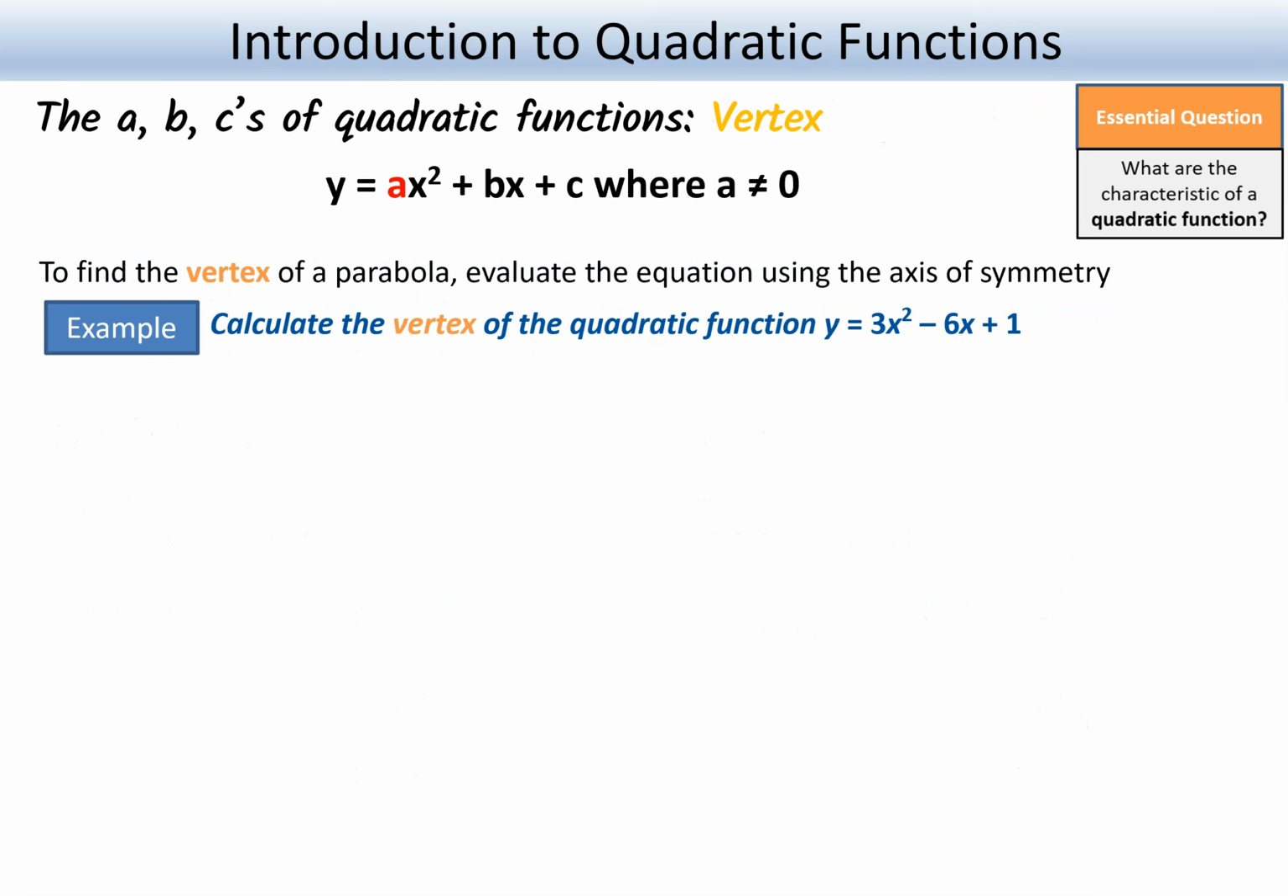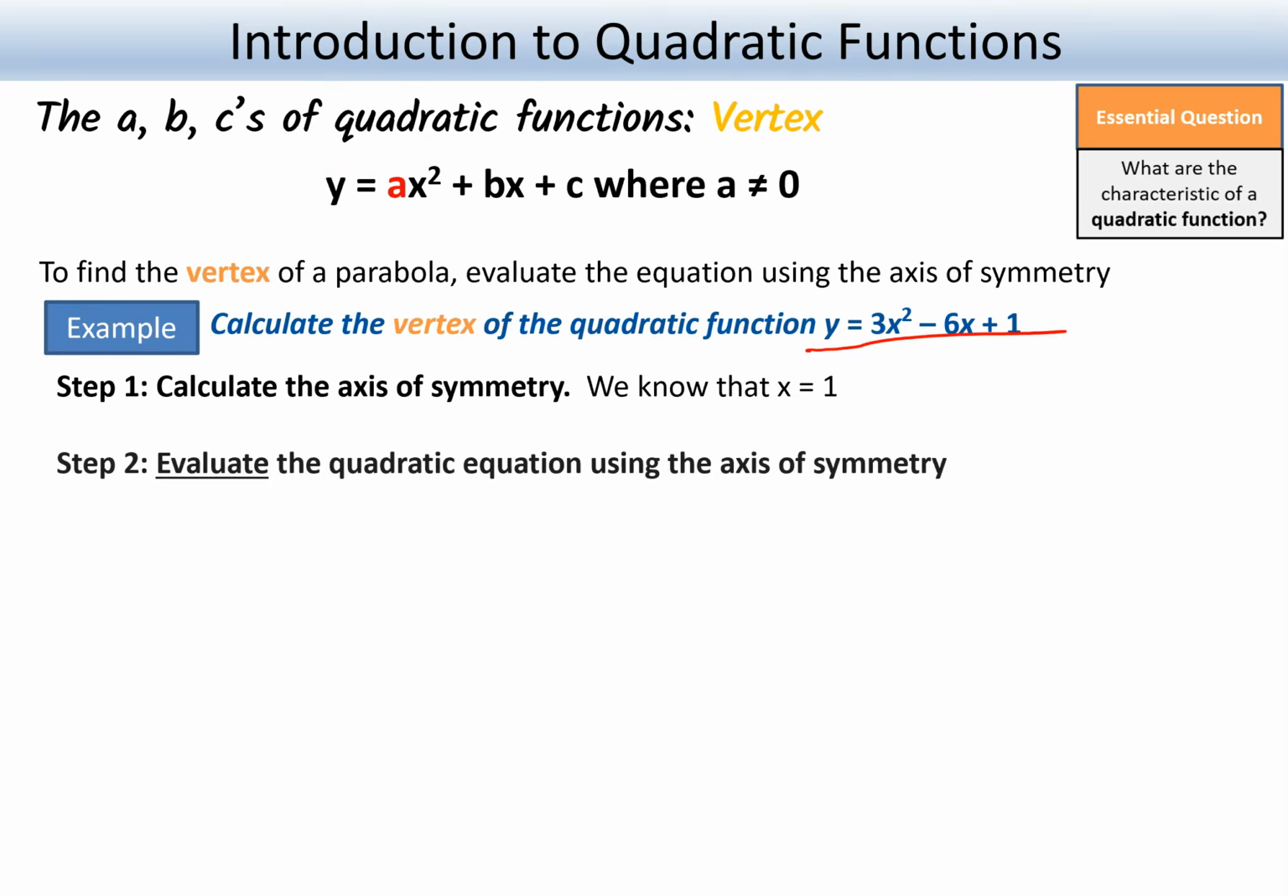Okay, we're going to go over vertex really quickly, and then we're going to finish up in the next video. So for the vertex, what we do is we take the axis of symmetry and just plug that number into the function. So we already did this. We know the axis of symmetry is 1. So we want to find the vertex. We just take that number 1 and plug it in or substitute it into our function.